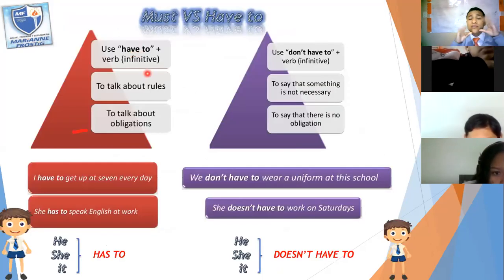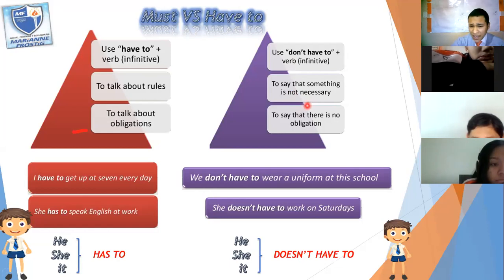Have to is to talk about rules, reglas, okay, general rules. Have to, affirmative; in negative it is to say it's not necessary, okay? I doesn't have to work on Saturday, or she doesn't have to study on Saturday. It's not necessary to study on Saturday. Or we don't have to wear the complete uniform in this school. It's not necessary to wear the complete uniform. No, only the jacket.